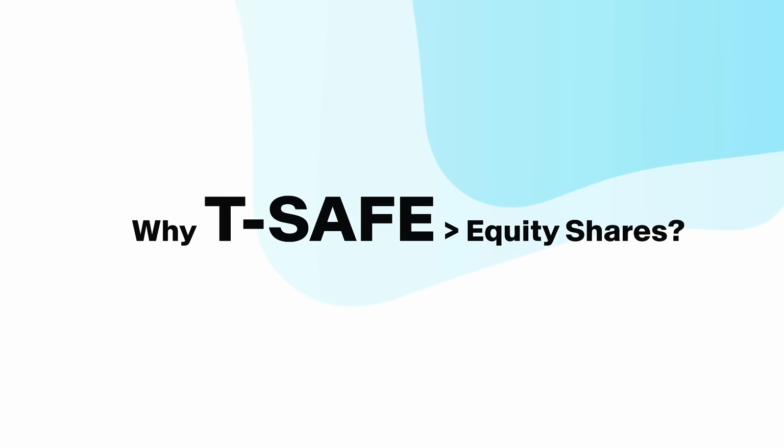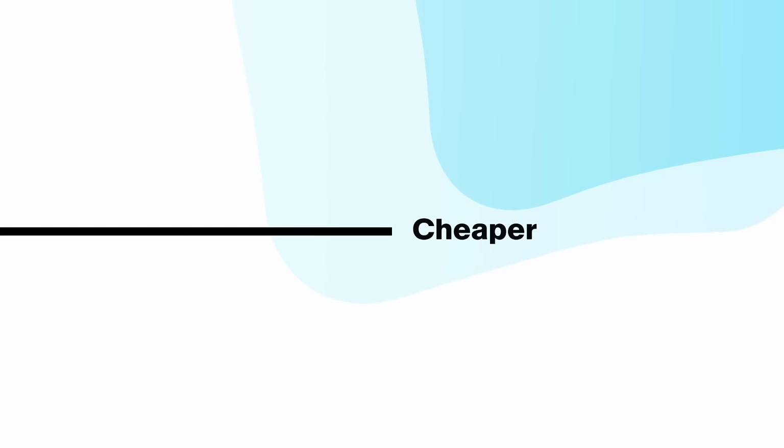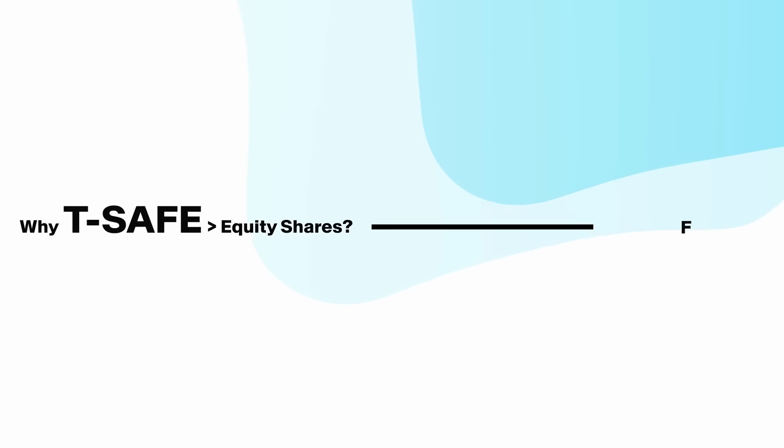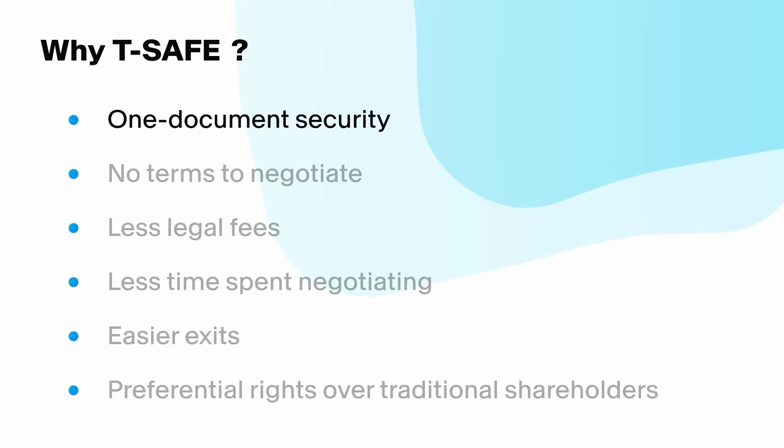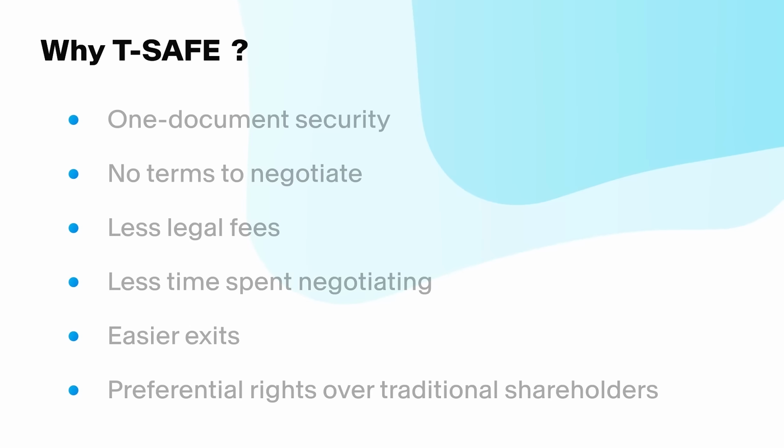So you must be wondering, why the TSave over equity shares? Well, it's simpler, faster, cheaper, all at the same time. Let me break it down for you. The TSave is a one-document security without a whole bunch of terms and conditions. This allows you to save money in legal fees and reduces the time spent to finalize the investment terms. Startups usually have to negotiate just one item, the valuation cap or the discount cap. You also get the benefit of equity without the fuss. The TSave comes with detailed information rights and easier exits while increasing in value just like equity shares.